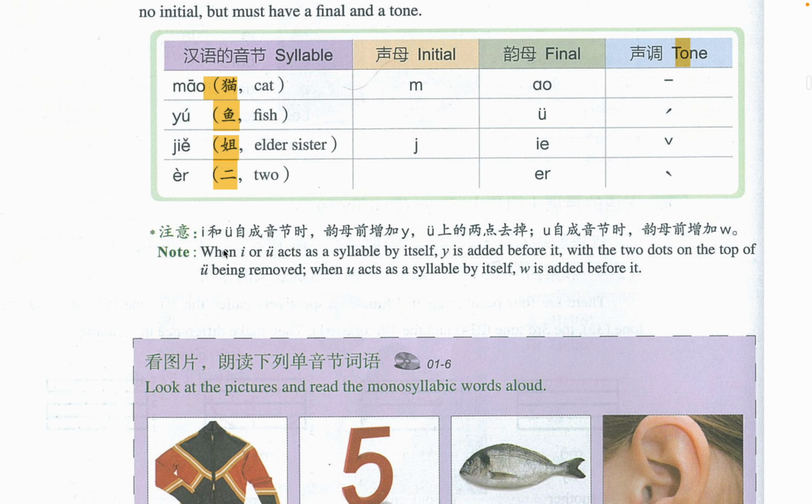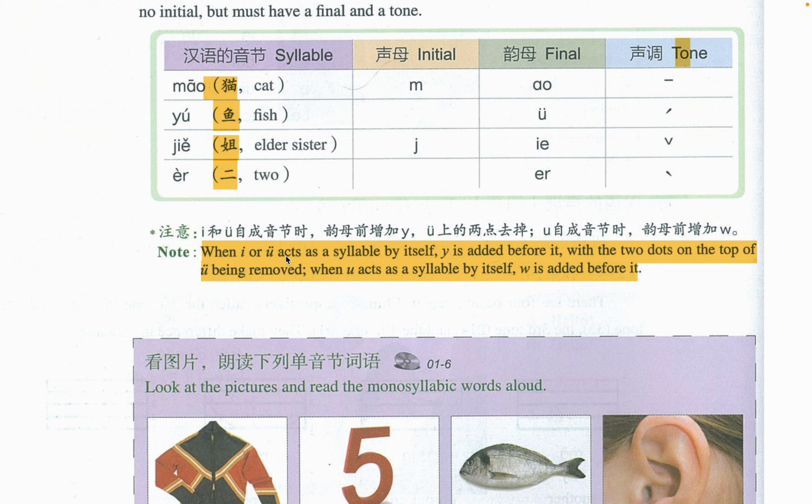All right, this is very important information. Let's learn this before we move on. It says when I, E, or U acts as a syllable by itself, Y is added before it. What that's saying is that whenever you have your I, E or U as a syllable on its own, we have to add Y before it. Right? Let's see.